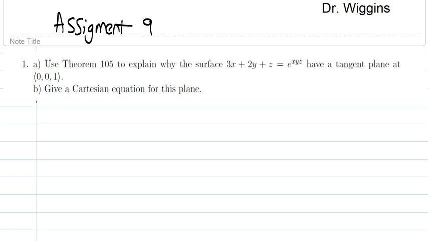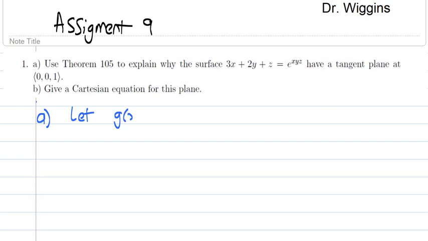In part A, we want to use theorem 105 to explain why the surface 3x plus 2y plus z equals e to the power xyz has a tangent plane at the point (0, 0, 1). And then we want to give a Cartesian equation for this plane. Alright, so we're doing multivariable calculus, so we need a function. So let's start off by defining the following function.